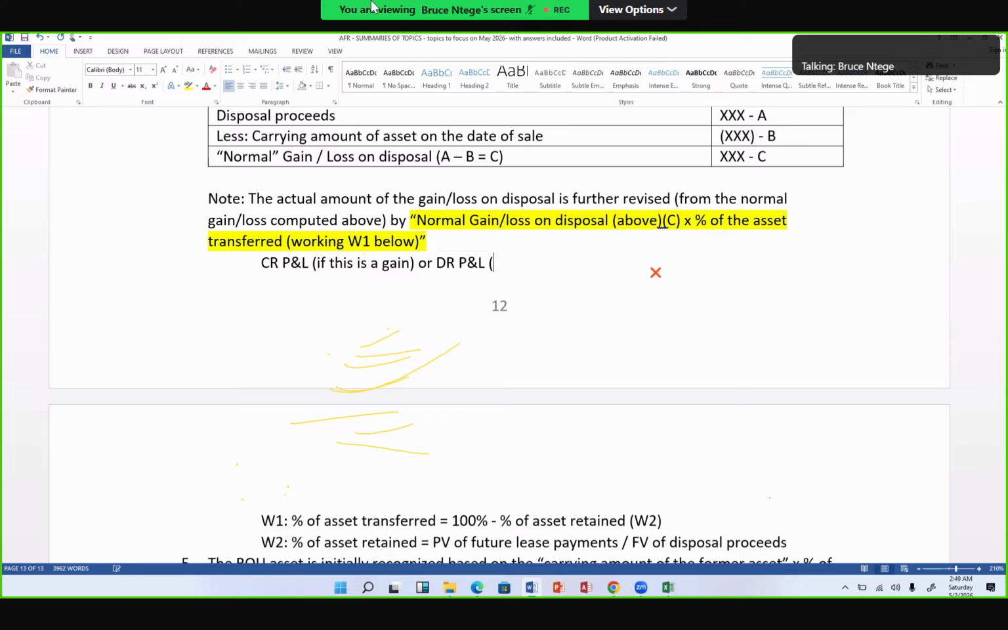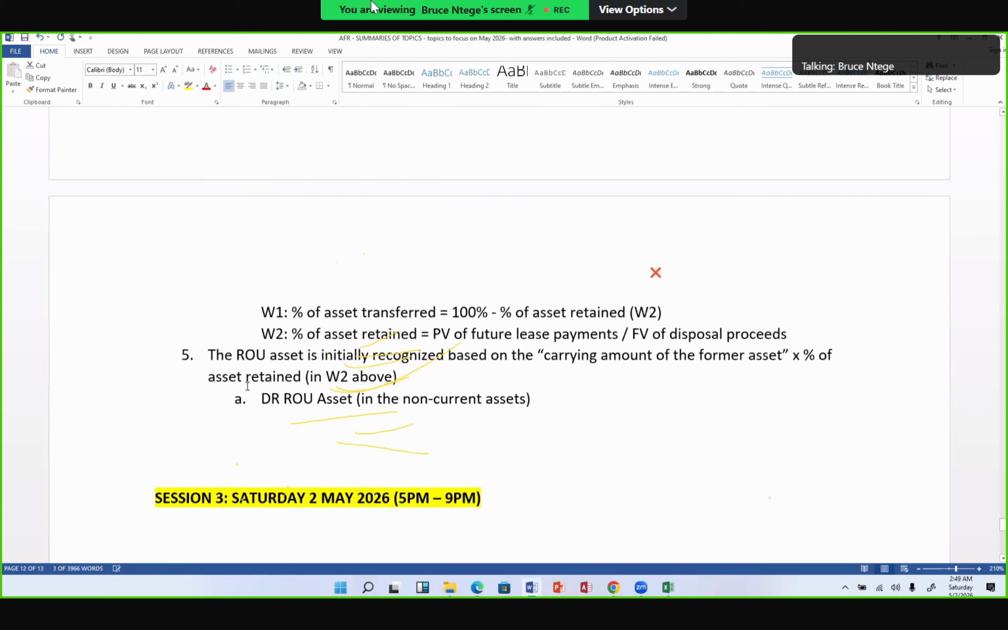If that figure you've computed is a loss, so you keep running a posting. You're crediting or debiting P&L, depending on whether it's a gain or loss. Otherwise, for number 5, you are now coming to say, I have a new asset in my financial statements.